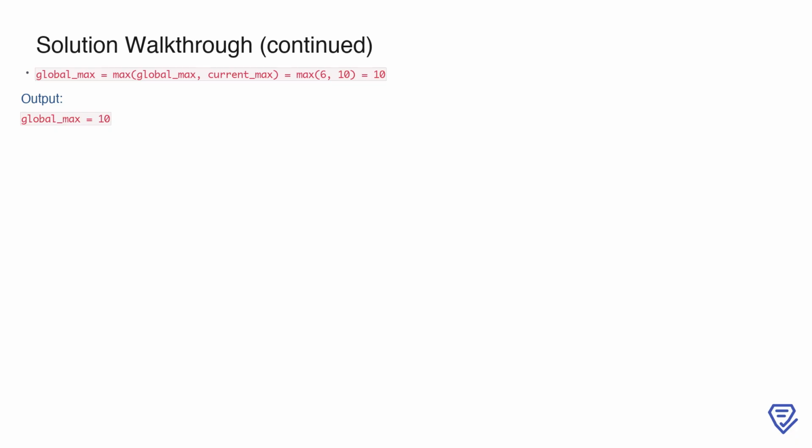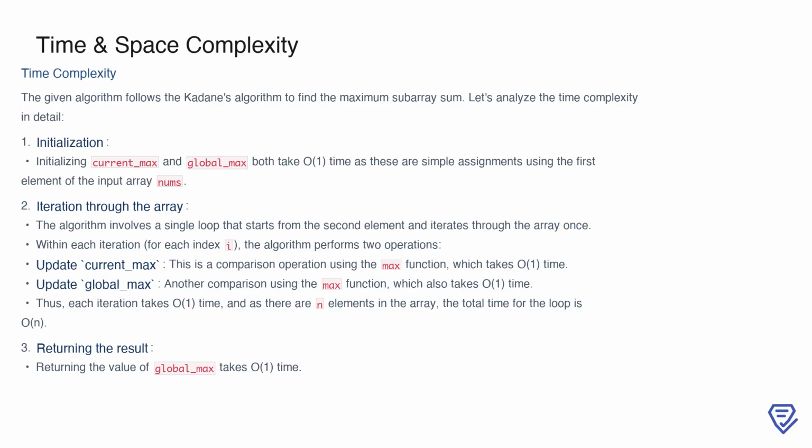These examples illustrate how the algorithm dynamically computes the largest subarray sum using the sliding window approach, efficiently tracking the maximum sum at each step. To analyze the time complexity of the algorithm, we start with the initialization step. Here, we assign the first element of the input array nums to two variables, current_max and global_max. These are simple assignments and take constant time, or O(1).